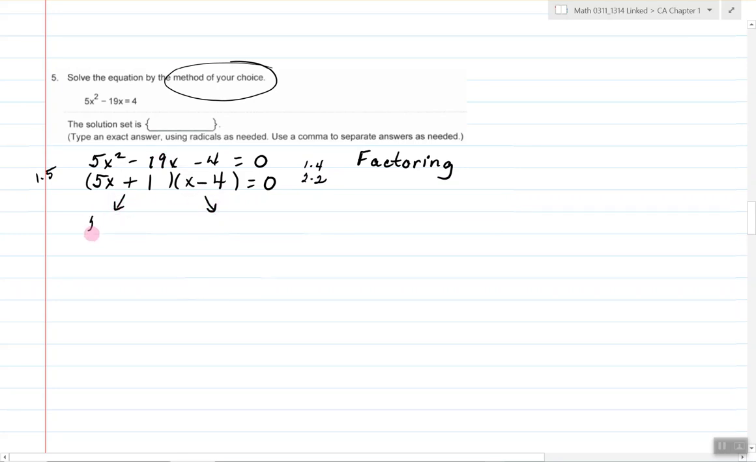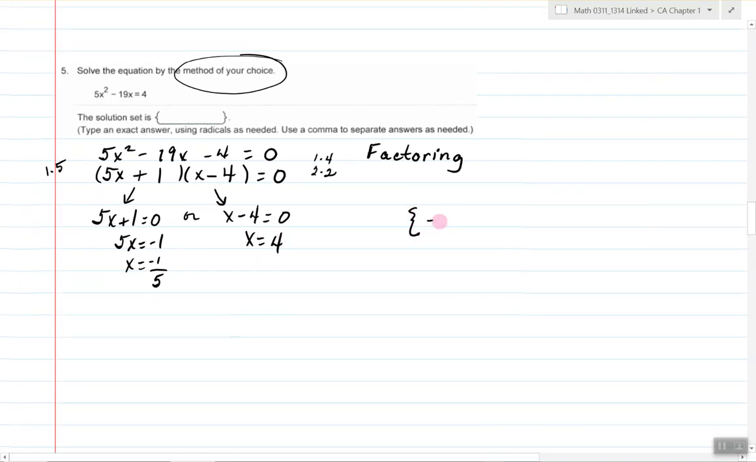The 0 factor property says 5x plus 1 equals 0, or x minus 4 equals 0. Over here, subtract 1, so 5x is equal to negative 1. X is equal to, do your division, and I get negative 1 over 5. Over here, I get x is 4. So my solutions in any order, negative 1/5 and positive 4. You could have pretty easily done that also by the quadratic formula. I chose factoring.